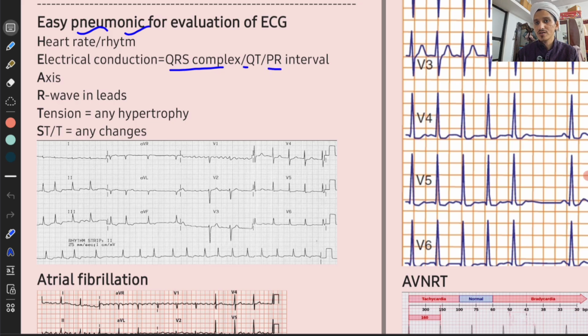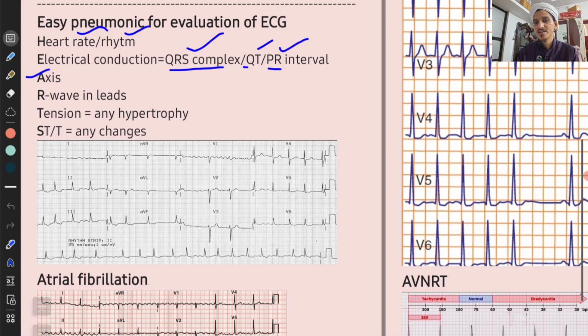QRS complex: whether it is narrow or broad, or whether there is some delta wave or some notching at the end of the QRS, that is known as Johnson's, which we'll learn in the coming slides. QT interval, whether it is prolonged. PR interval, whether it is prolonged, for example in blocks, or shortened, for example in WPW syndrome. A is for axis, whether there is right axis deviation or left axis deviation or extreme axis deviation.